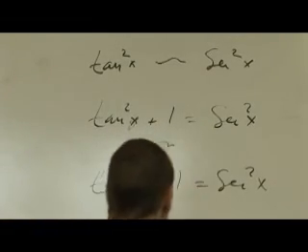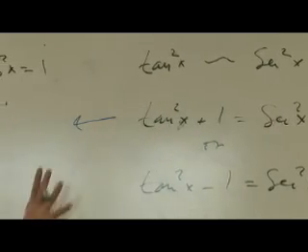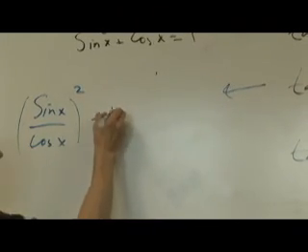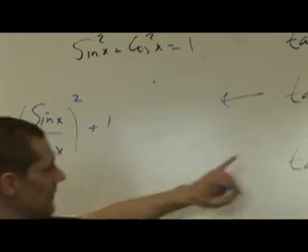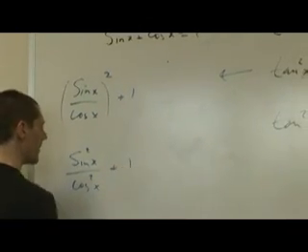So first, let's do this one. Write down what these things are in sines and cosines. Tangent squared x is sine x over cosine x, squared, plus 1. Let's see what this equals. We'll see if this comes out to the same. This is the same as sine squared x over cosine squared x plus 1.